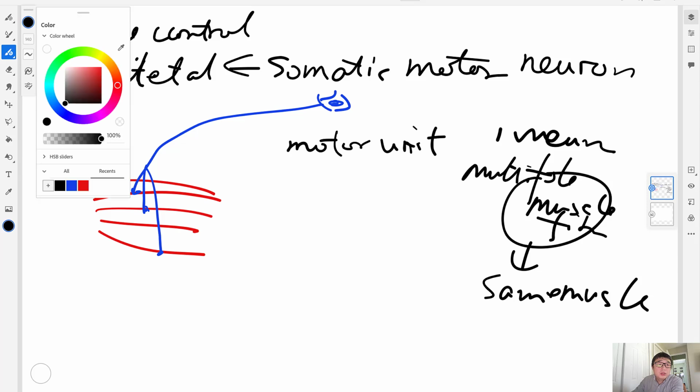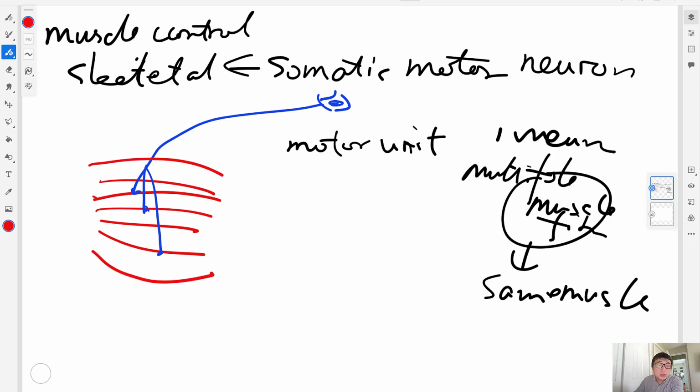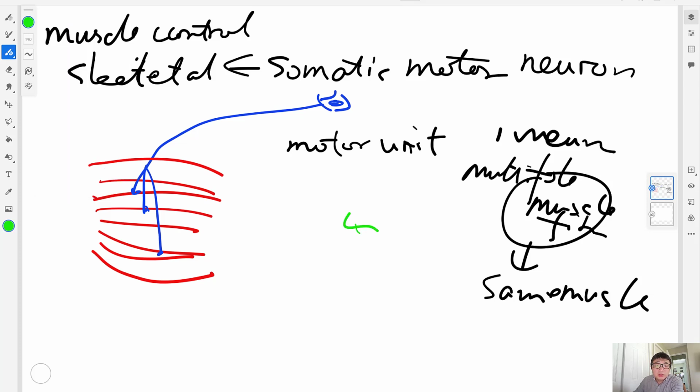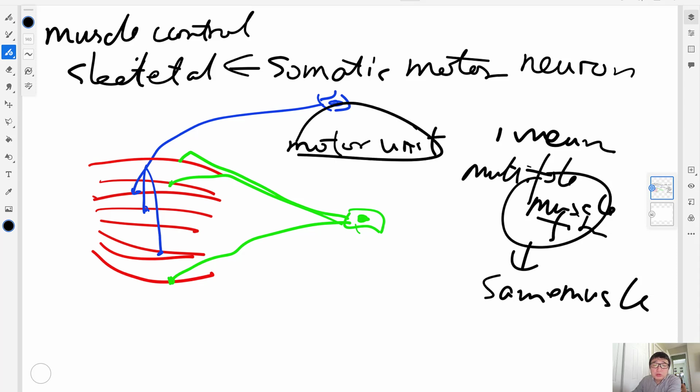However, the same muscle has multiple muscle fibers, and not all of those are controlled by this same neuron. This muscle fiber is controlled by another motor neuron. Later, at the end of this topic, we'll see how muscle strength is regulated by regulating how many motor units are activated. The more motor units are activated, the more muscle strength will be generated.